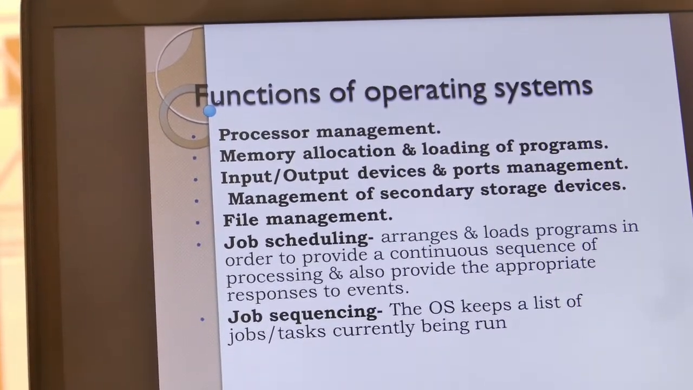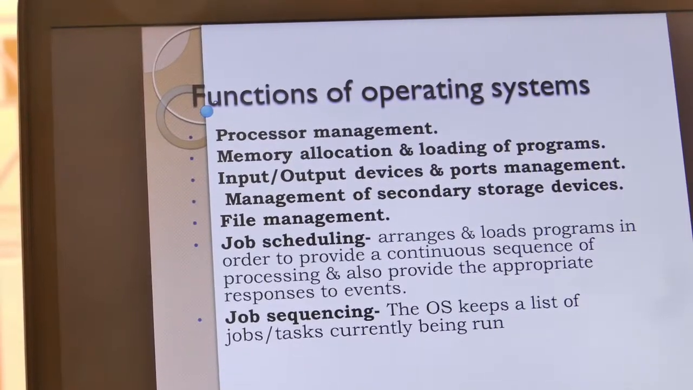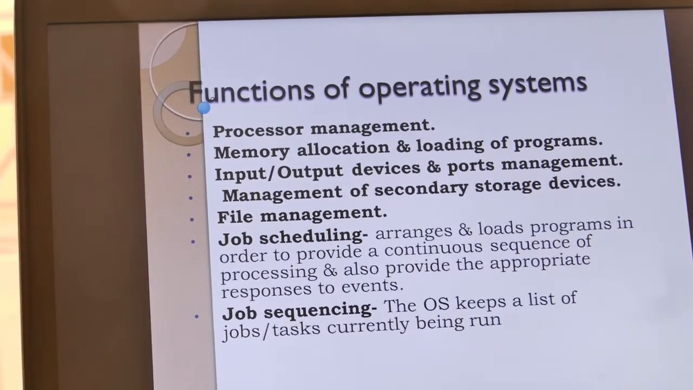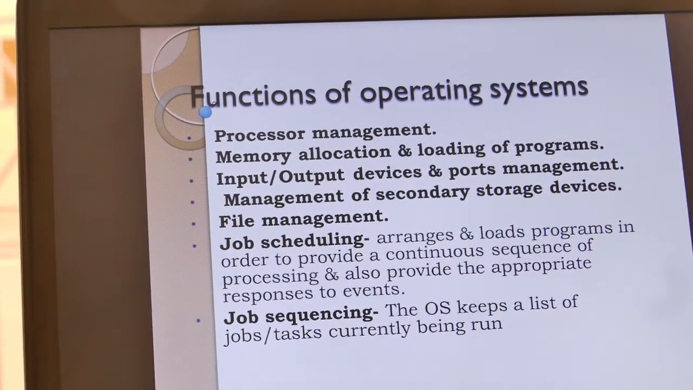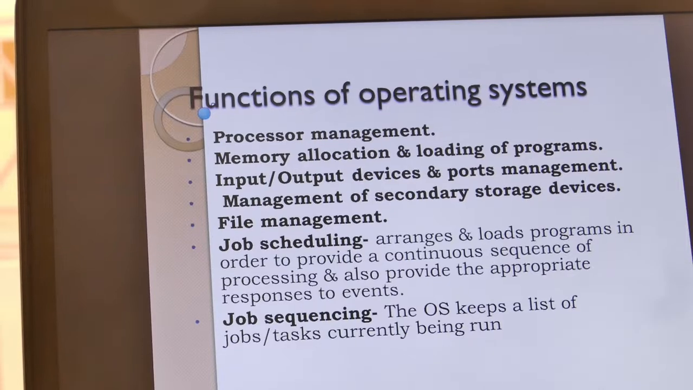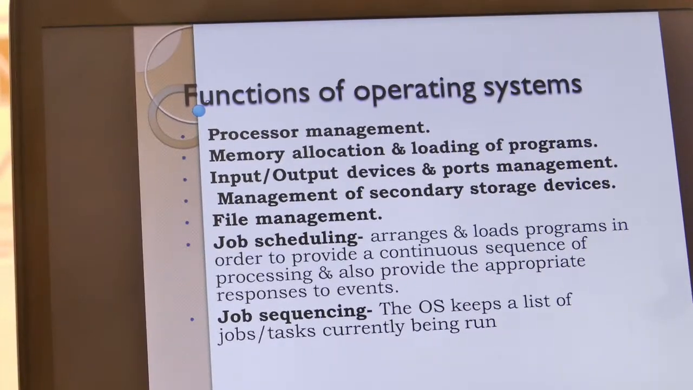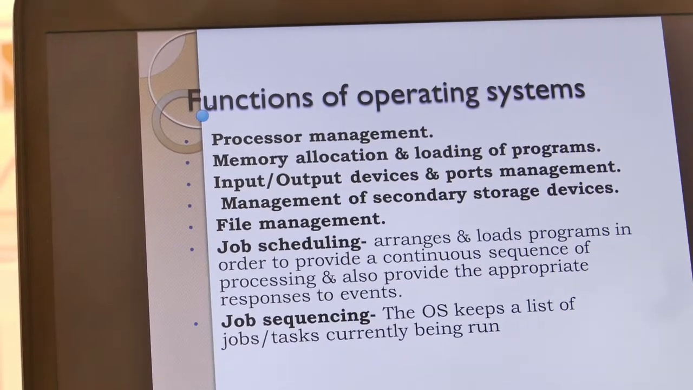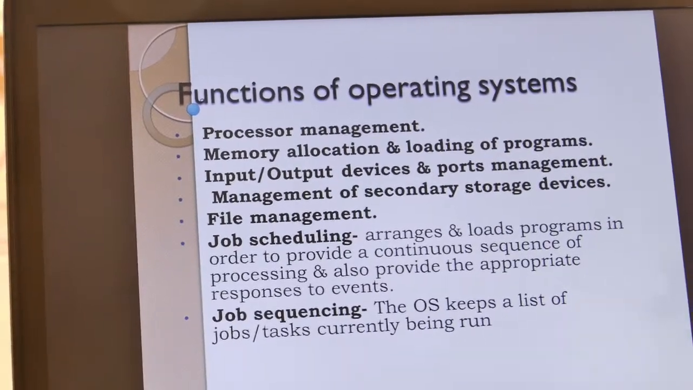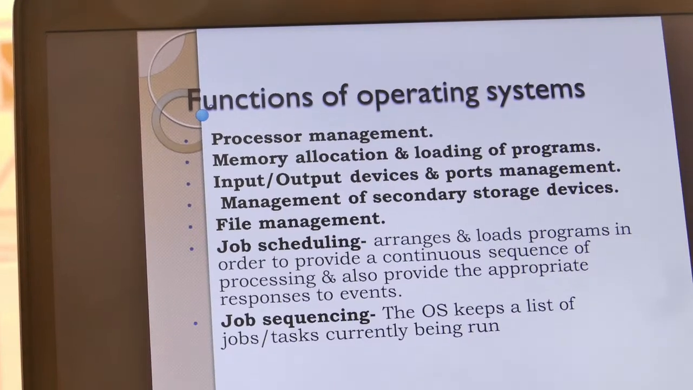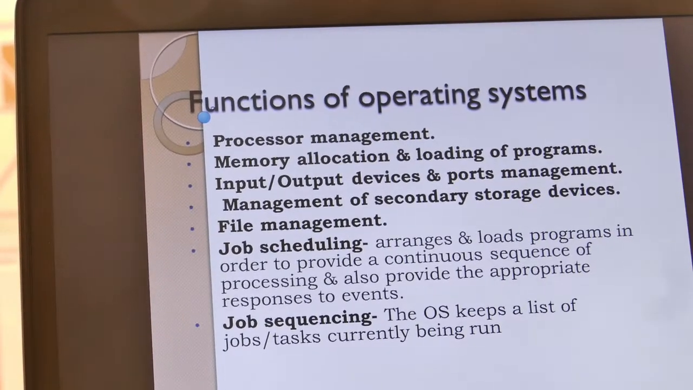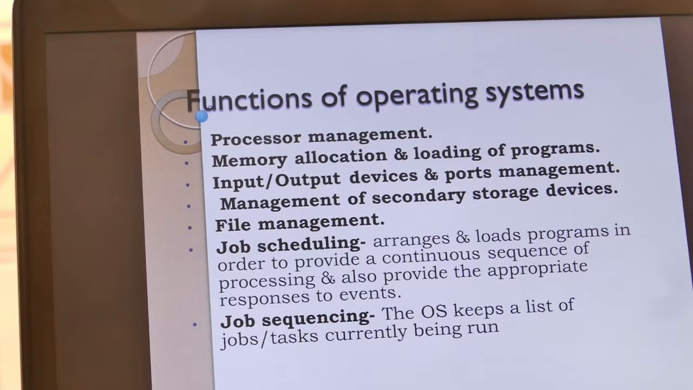Then job scheduling. This is like a timetable of the jobs that need to be processed in the processor. So the OS has to arrange which tasks are to be processed at what time. Job sequencing. The OS keeps a list of jobs or tasks that are being processed or that currently are running in the processor.